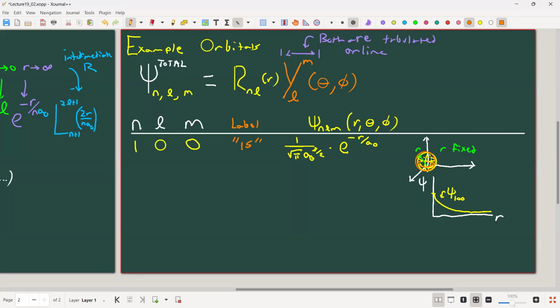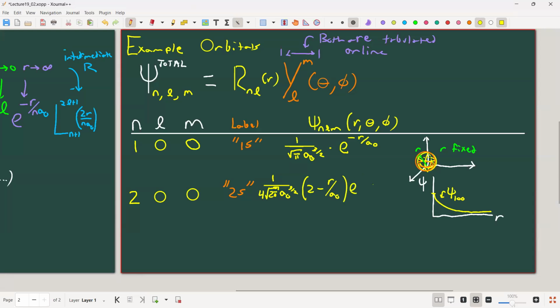Okay, let's look at the next one. Let's move up to 2, 0, 0. This would be the 2s orbital. It has a slightly more complex structure. 1 over 4 times the square root of 2 pi times a naught to the 3/2 times 2 minus r over a naught times e to the minus r over 2 a naught.